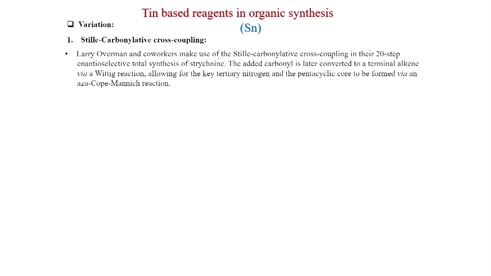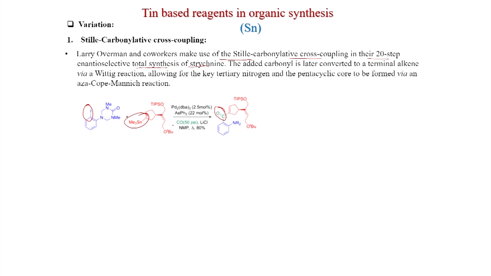Larry Overman and Knight made use of the Stille carbonylative cross coupling in their 20-step enantioselective total synthesis of strychnine. So, this is the carbonylative Stille cross coupling. This is the vinyl aryl iodide, and this is the vinyl tin, and this carbonyl group is coming from the carbon monoxide, and you can see the reaction is happening. And the added carbonyl is later converted to a terminal alkene by Wittig reaction, allowing for the key tertiary nitrogen atom and the pentacyclic core to be formed by aza-Cope-Mannich reaction.